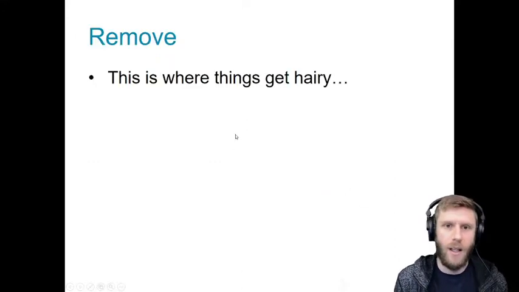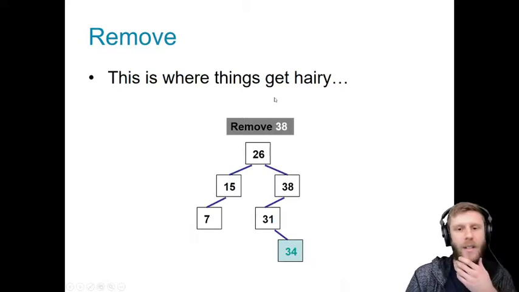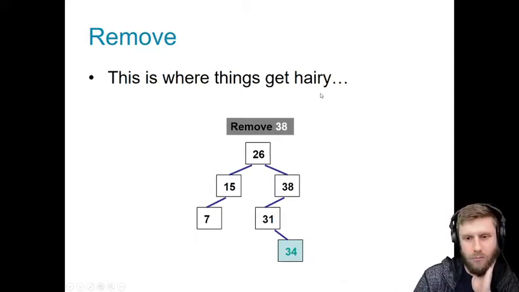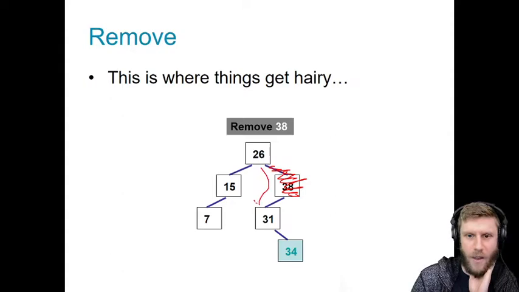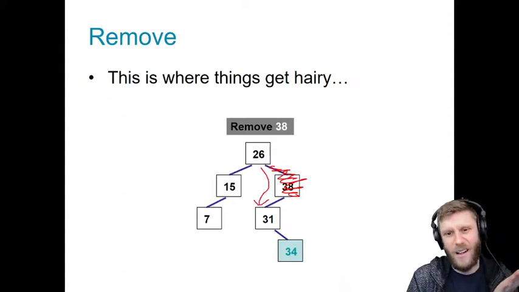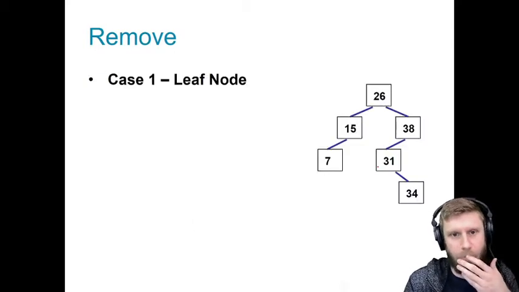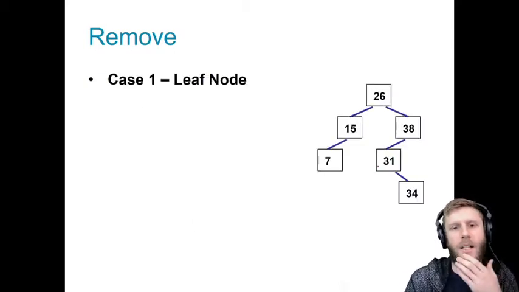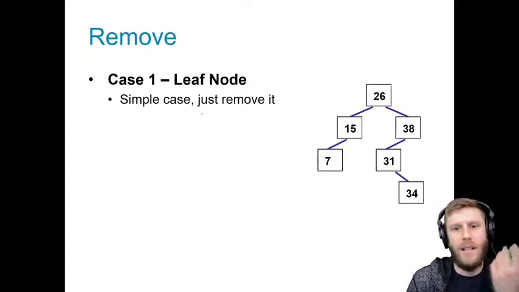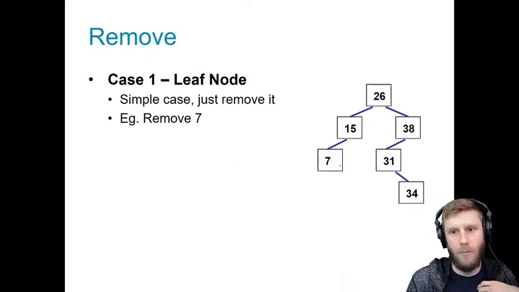Great. Now, if we remove something, though, this gets hairy. Because what if I say remove 38? Well, this doesn't seem too bad, because I guess what I would do is get rid of 38 and then have 26 go there, right? That saves it. But there are a couple of funny situations. If we want to get rid of a leaf node, that's easy. Get rid of 7. All right, done.